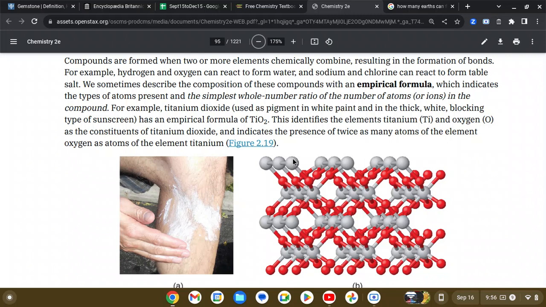For example, titanium dioxide, used as pigment in white paint and in the thick white blocking type of sunscreen, has an empirical formula of TiO2. This identifies the elements titanium and oxygen as the constituents of titanium dioxide and indicates the presence of twice as many atoms of the element oxygen as atoms of the element titanium.